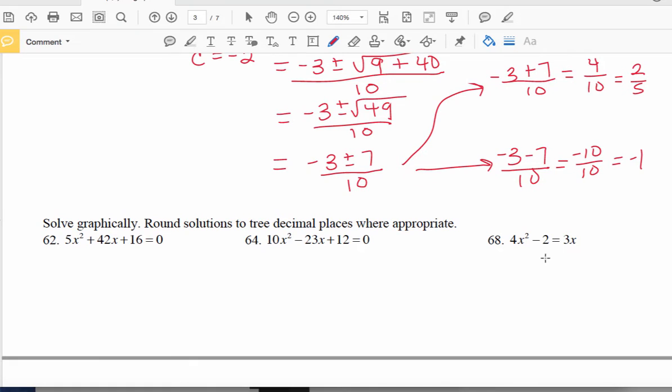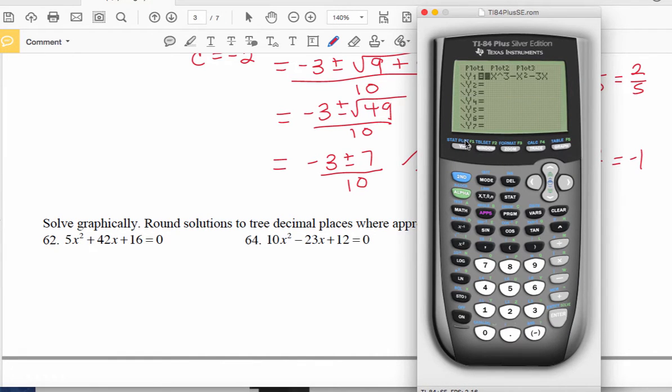And then lastly, we have some graphing problems. Let's do, I'm just going to do 64 only because everything's already to one side and set equal to 0. And I just threw down my tablet and don't feel like picking it back up. So I'm going to punch in, oops, let's clear that out first just in case. I'm going to punch in 10x squared minus 23x plus 12.